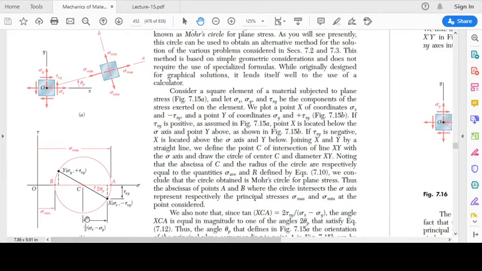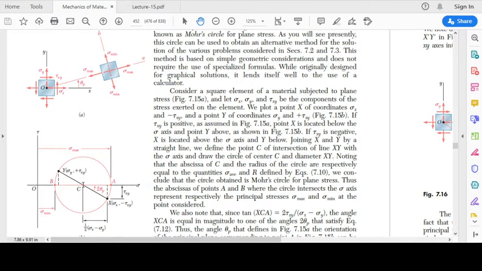This is equal to sigma x minus sigma y divided by 2. So this radius is going to be equal to the square root of sigma x minus sigma y divided by 2 whole square plus tau xy square. This side, the hypotenuse, is equal to this square plus this square under the root. We have already seen this formula in the previous article, using which we have solved some problems also. So this is equal to the radius.